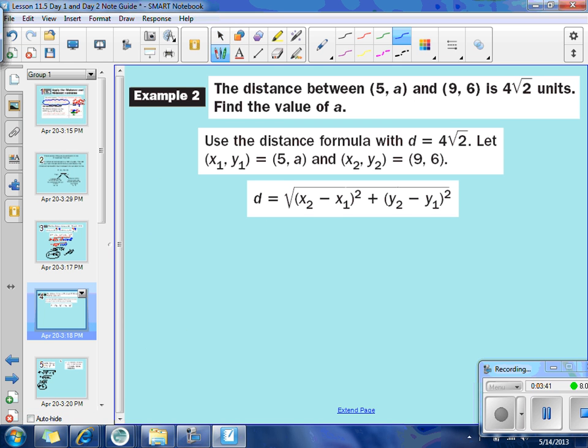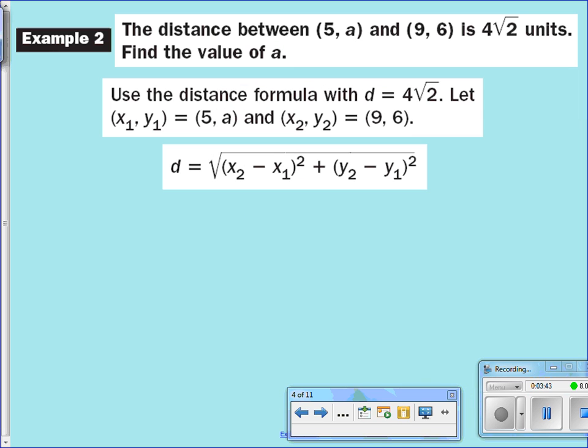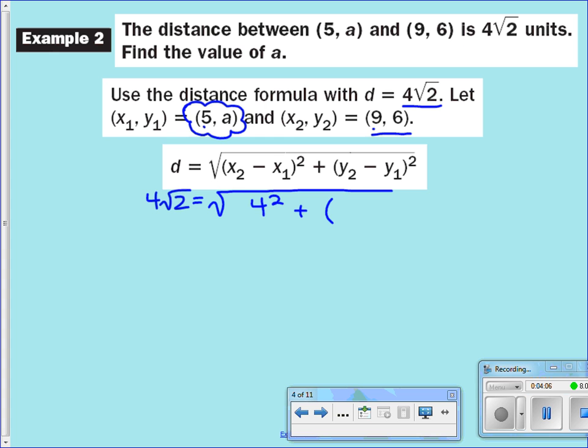Here's something interesting that they're going to do to you. They're going to tell you the distance, and they're going to give you one full point and ask you to complete the other point. So when I plug in my formula, I know what d is, and I actually know my distance from my x's. I go from 5 to 9, and that's a distance of 4, so I could square that. I actually know that value. But I don't know my y's. That's what I'm trying to figure out: what is that y coordinate that gives me the distance of 6.